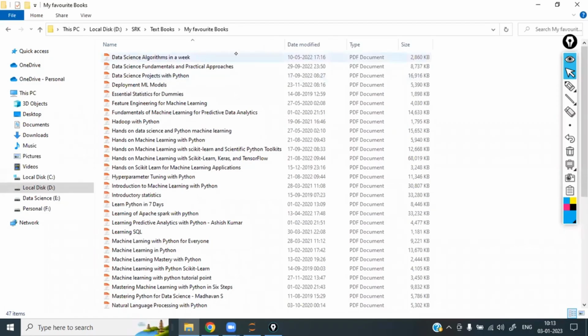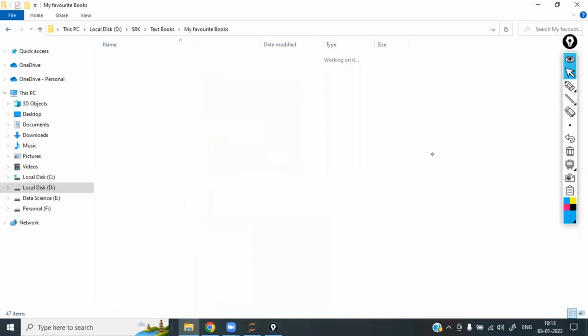I have all of them as a hard copy with me because I can't read as a soft copy. So I have taken printouts of all of them, and I have gone through almost 20 plus books in this. And whichever book you are interested in, you can follow. Not only these books, any book in the world you can follow as per your choice.